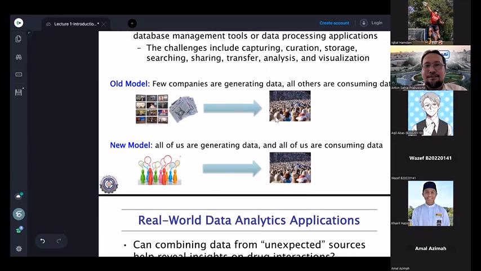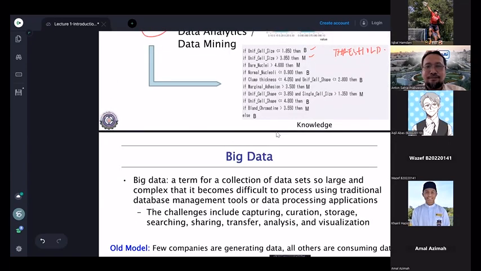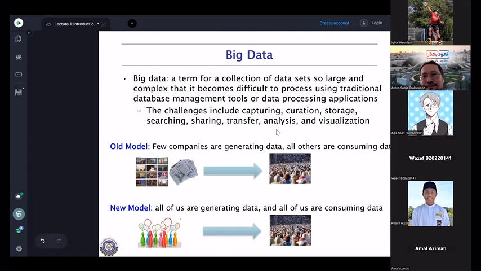Any other idea? Is Forex a big data set? Yes, correct. We can categorize Forex, if it is the transactions of Forex. But Forex itself, I'm not sure, because the number of countries is only around 200, right? But the transactions of Forex all over the world, we can say that is big data.